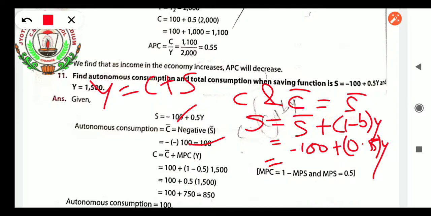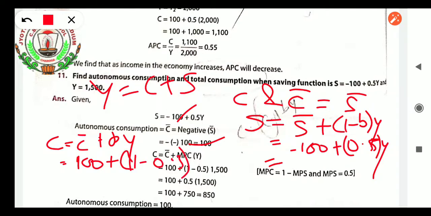Now we will relate the formula to see how we get the answer. The marginal propensity to save is 0.5. Here C equals C bar plus bY is the formula. C bar, how much did we get? 100. Total consumption I am taking. What will be the b? If the marginal propensity to save is 0.5, definitely the marginal propensity to consume will be 1 minus 0.5, into how much? Y, 1500, is the income.